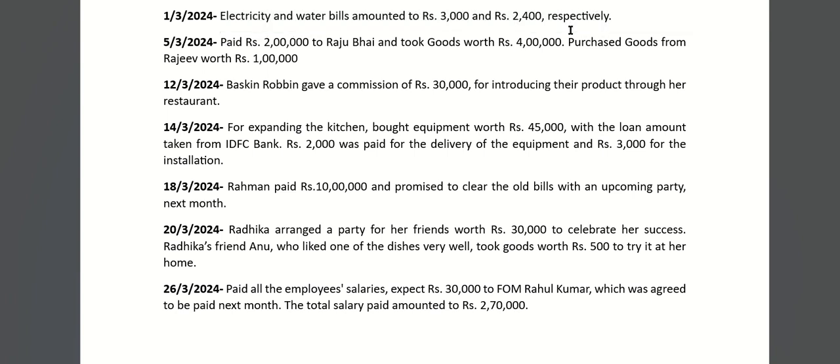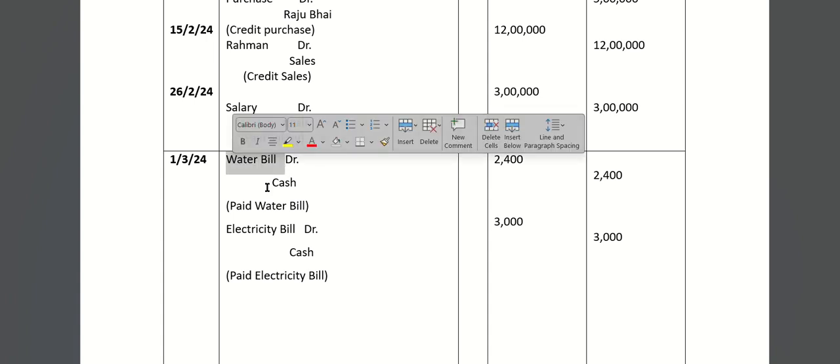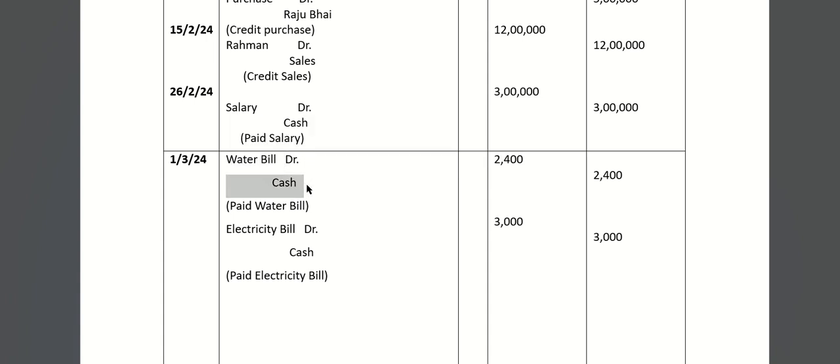Now, very easily we can write the journal entry. Just see how it will appear. Here we go to the daily journal. We know the water bill is an expense. When we pay the expense, the expense increases and the expense is debited. And when the payment mode is not mentioned, our cash is gone. So cash is an asset. When it reduces, we give credit to it.